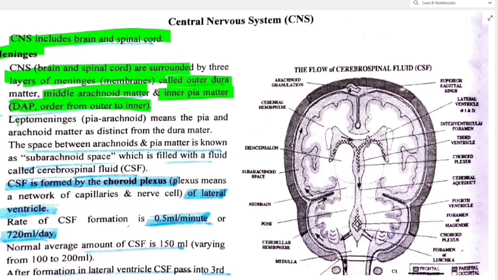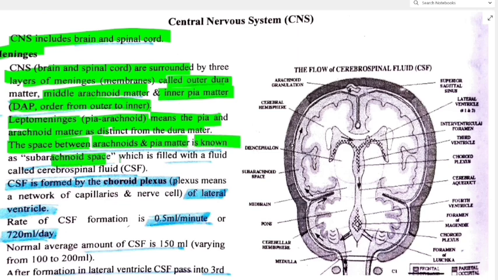Now come to next point. Leptomeninges, that is between pia and arachnoid, means the pia and arachnoid matter as distinct from the dura mater. The space between arachnoid and pia matter is known as subarachnoid space, which is filled with the fluid called cerebrospinal fluid. Next is CSF is formed by the choroid plexus.